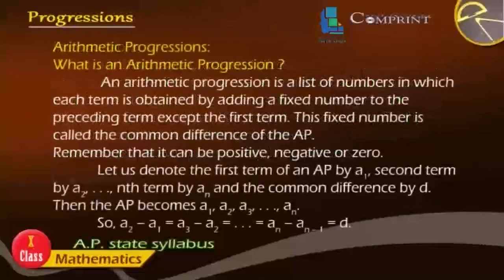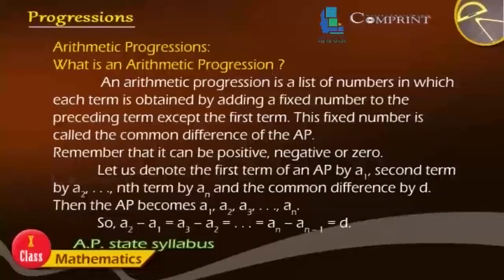Arithmetic progressions. What is an arithmetic progression? An arithmetic progression is a list of numbers in which each term is obtained by adding a fixed number to the preceding term except the first term. This fixed number is called the common difference of the AP. Remember that it can be positive, negative or 0.